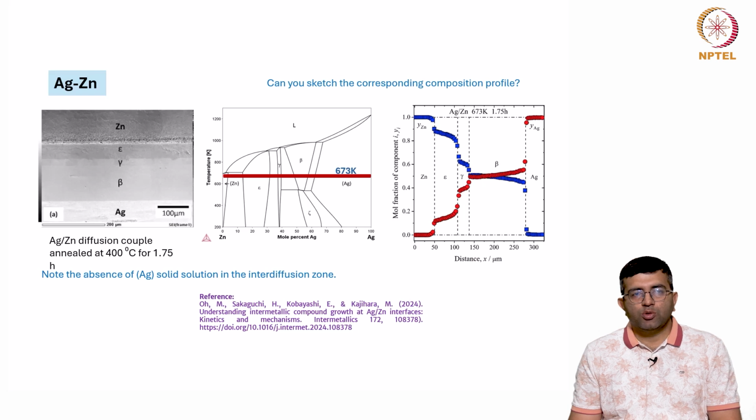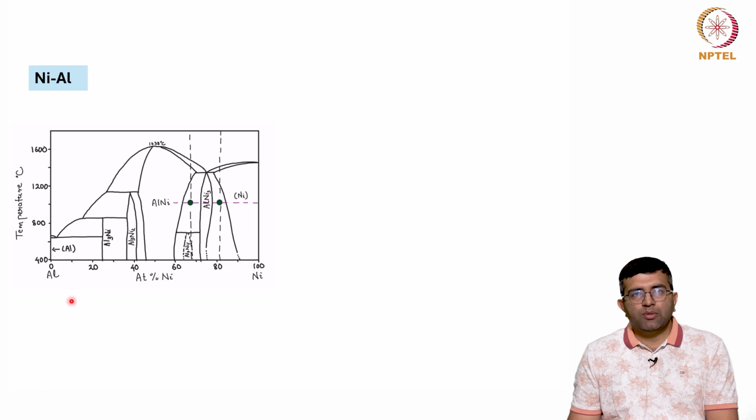Let us go to another example. Nickel aluminum is a very important system, especially when it comes to superalloys which are used for high temperature applications. You have different kinds of precipitates that form. The phase diagram is shown here. This is a schematic phase diagram where you have line compounds like Al3Ni. You have a compound with a wider homogeneity range, aluminum nickel, and then you have Ni3Al. Here now is an example, the diffusion couple which is formed between these two compositions.